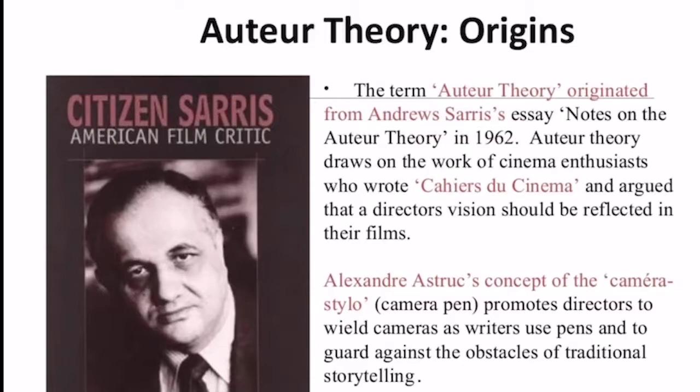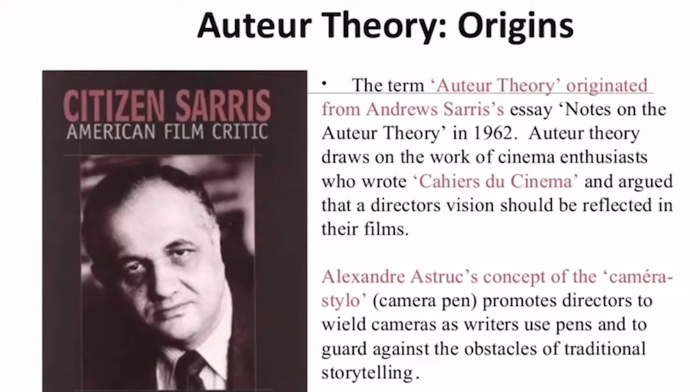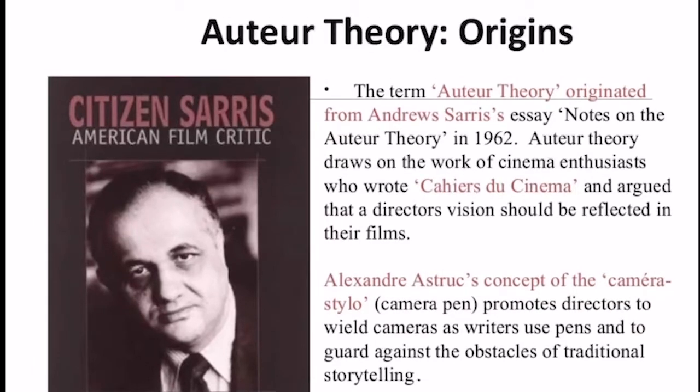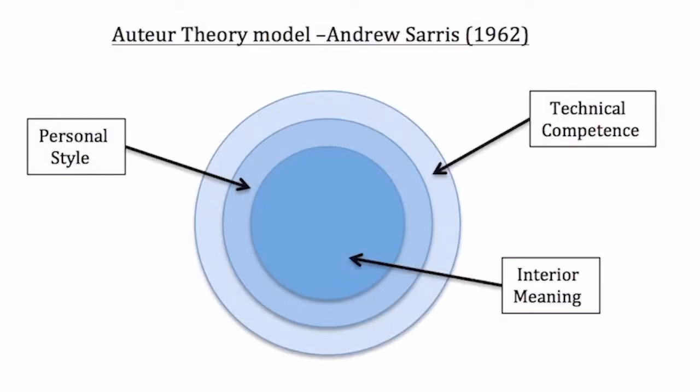Originally used to differentiate global film directors from those in Hollywood, Andrew Sarris created the term author theory in 1962 through his essay Notes on the Author Theory. Sarris defined an author by having three fundamental characteristics. They must have technical competence of the director as criterion of value, a distinguishable personality, and an interior meaning towards the film.